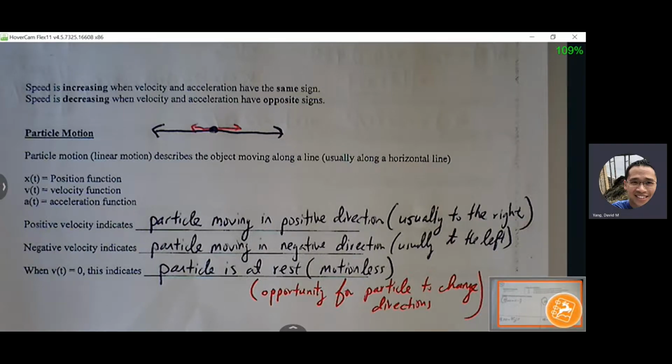motionless. Yes. What's the word in the red? It says opportunity, and then for the particle to change directions.